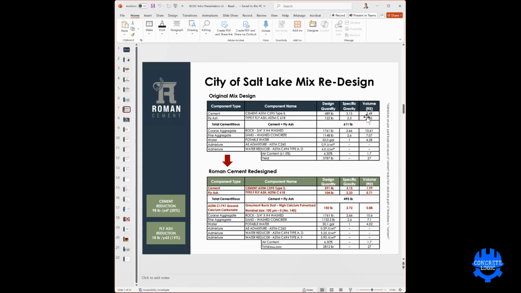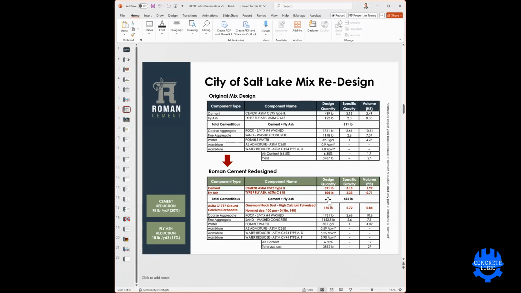And you can see that it has 611 pounds of total cementitious, cement and fly ash. That's a 6.5 bag mix. It has a design strength of 4,000 PSI. It is air entrained at 6.3%, because we have a freeze thaw issue here in Utah because it gets very cold.